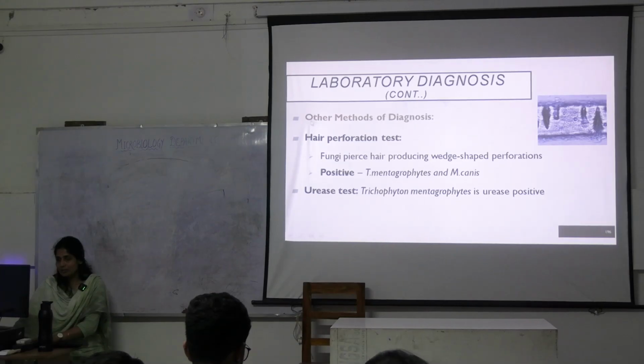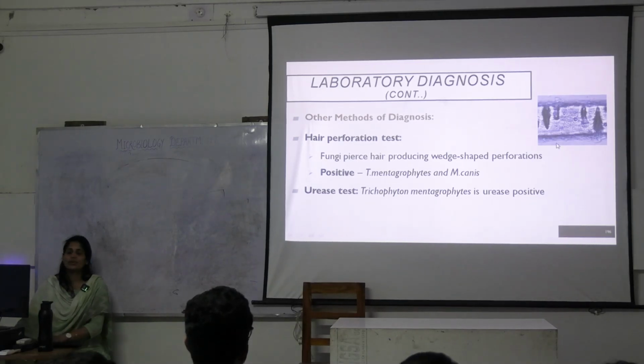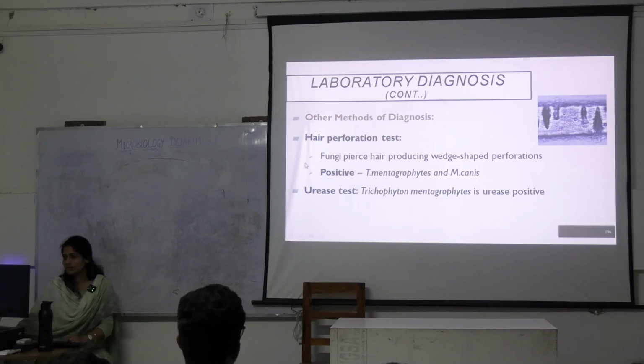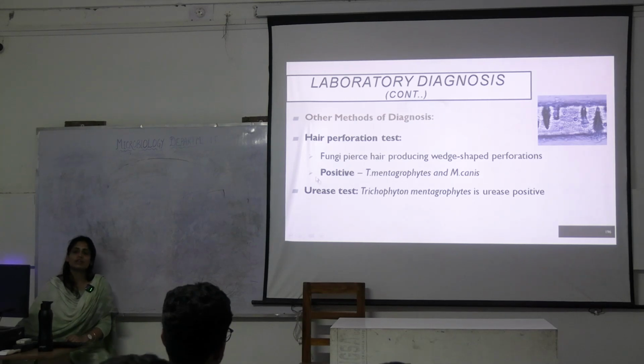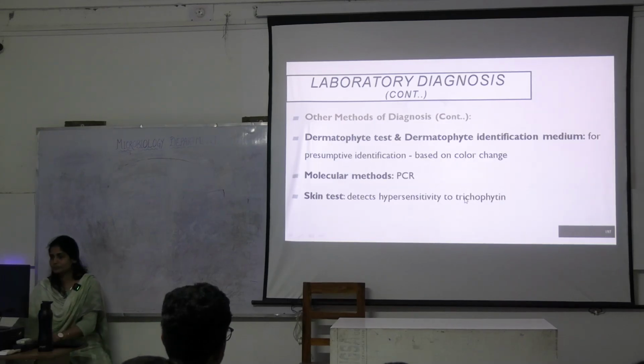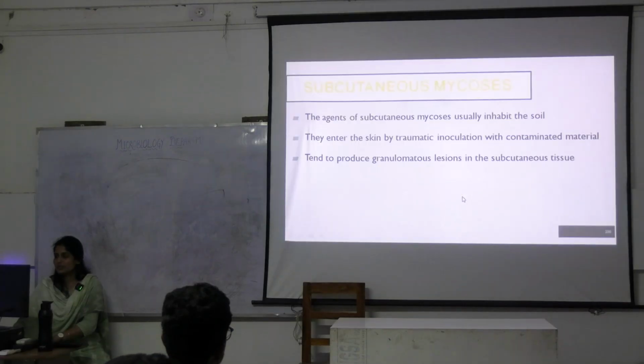See here, this hair perforation test is there. This is a hair strand. Can you see? But when the fungus is infected, you will see wedge-shaped perforations in this case. So such hair perforation tests are positive for Trichophyton mentagrophytes and Microsporum canis. Okay. Also the urease test. Where did you see the urease test? Urease is what? An enzyme. It is produced by the organism. So this urease test will be positive in case of Trichophyton mentagrophytes. Okay. That was about superficial mycosis.